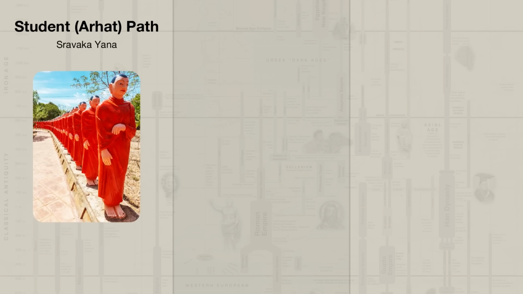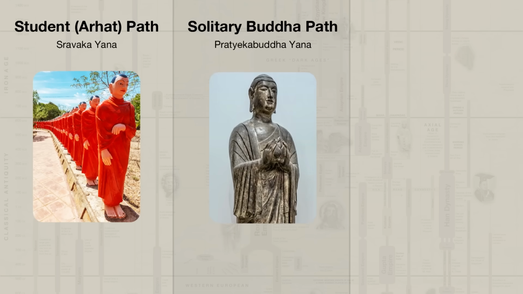The first, and by far the most common path, is the student path, in which a person learns from the teachings of a Buddha and eventually becomes an arhat, mostly by means of strict discipline. Once a person becomes an arhat, they will no longer be reborn. The second path is that of the solitary Buddha, in which a person achieves enlightenment on their own, but is unable to teach others how to do it.